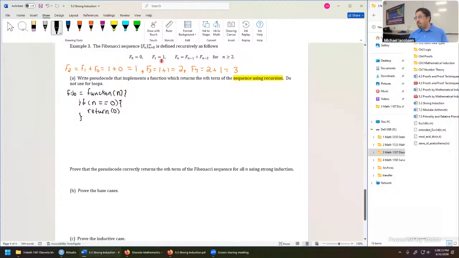Next, if we pass the function 1, we have to return a 1. So we can say if n is exactly 1, return 1. And so far in this pseudocode, there's no recursion whatsoever that's occurred. This is just a case-by-case function. And I think I should format that a little bit better. What I wanted here was else if.